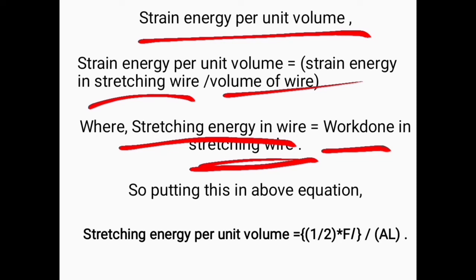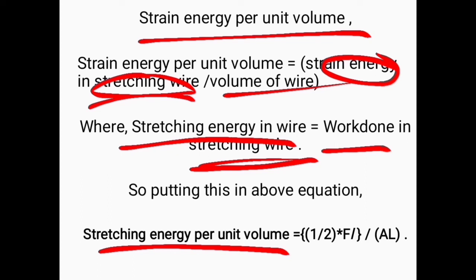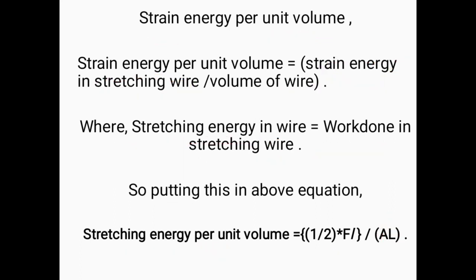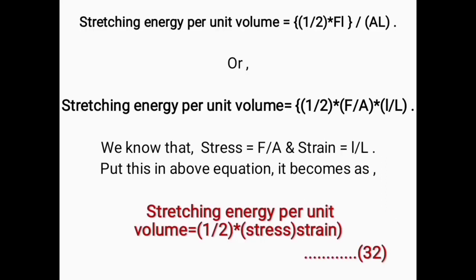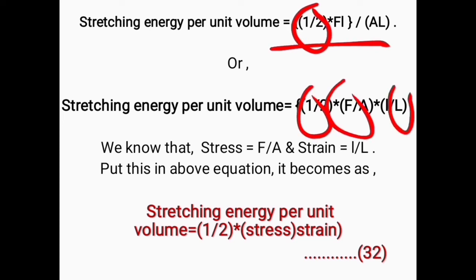So put this work done in the stretching wire in this term. इस प्लेस पर इस वैल्यू को पुट करना है. Now putting this value, we will get the equation of strain energy per unit volume, that is work done का फॉर्मूला पुट करना है हमें. Half into f into small l divided by volume, that is area into original length. After rearranging this equation, it becomes strain energy per unit volume is equal to half into fl whole divided by area into original length. See this, हमने rearrange किया है इसको. The coefficient 1/2 as it is आया, and f divided by area and small l divided by capital L.